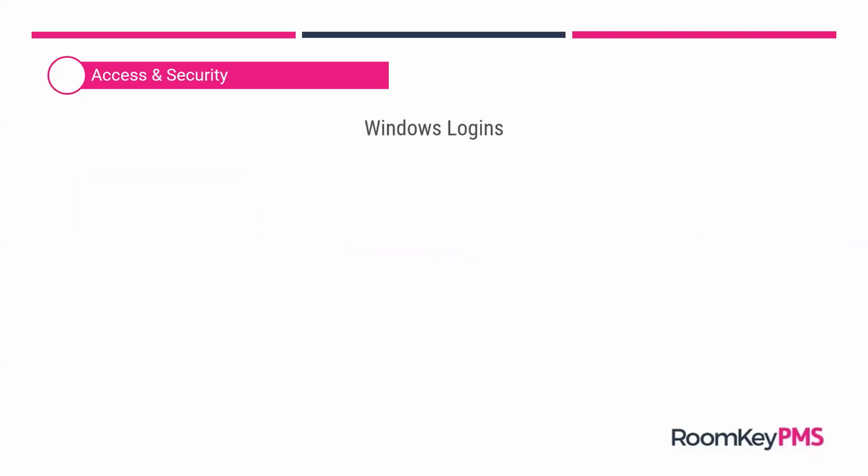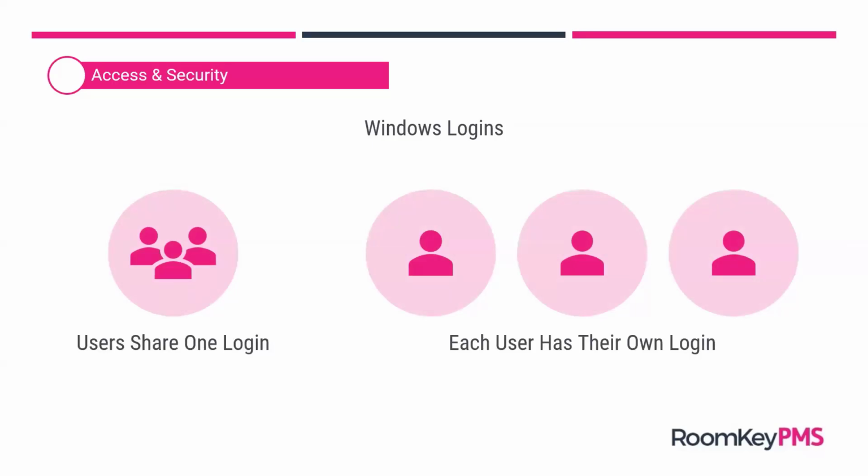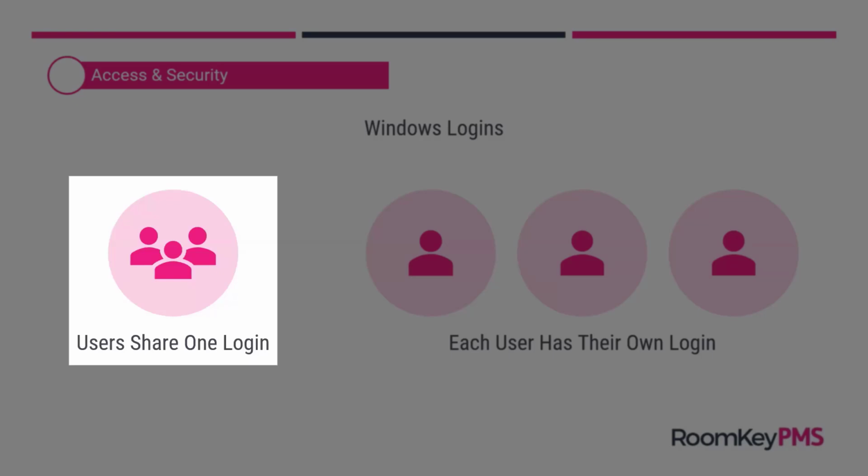Now, another type of security that you might use at your property level is Windows logins. We have two types of login scenarios that we like to make you aware of. In one case, actually the most common scenario, users share one login. So you might have two or three front desk agents. They log into Windows, or they start the computer, and they all share the same Windows login. That's the most common case, but it is the least secure.